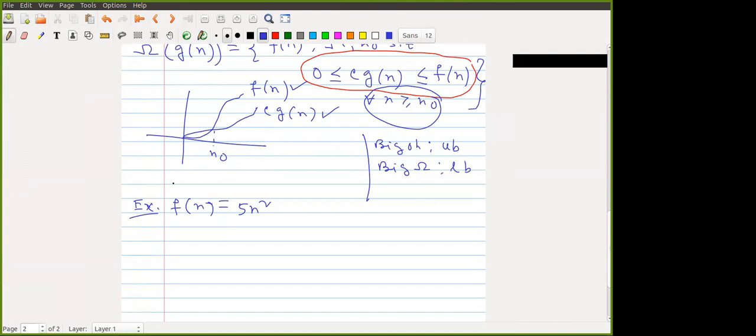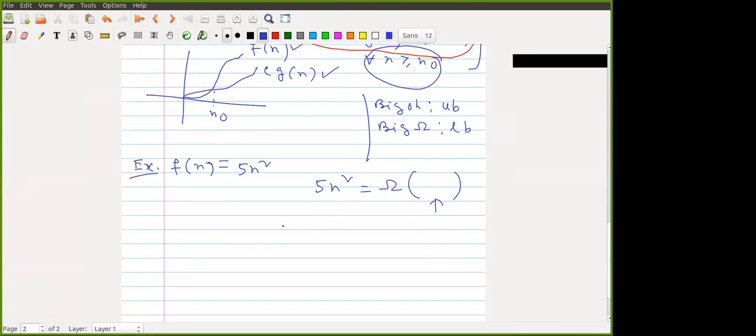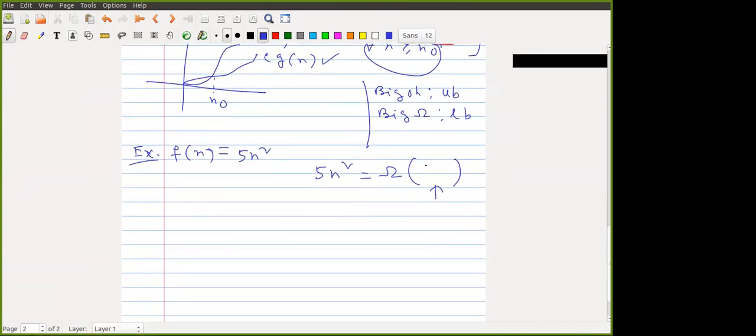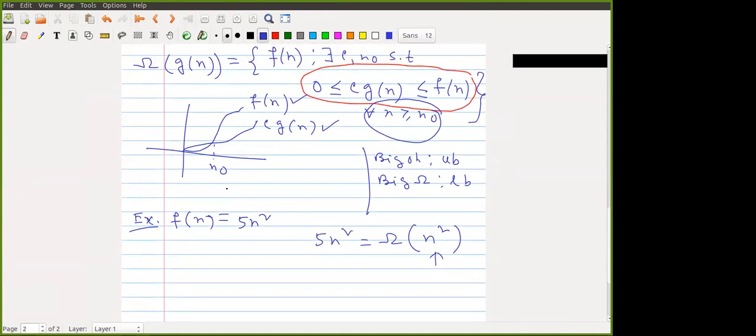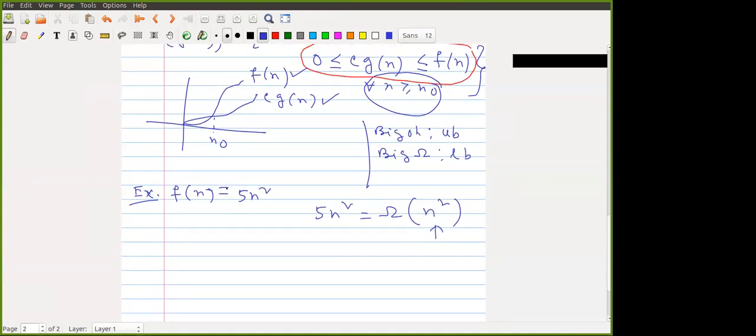What is the omega of 5n square? Any guess? N square. Yeah, n square, and n raised to 3 by 2, anything. You're right, anything smaller than n square is good, like n log n.